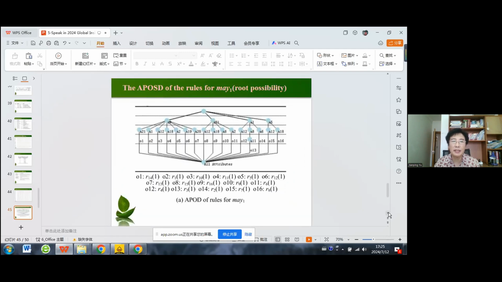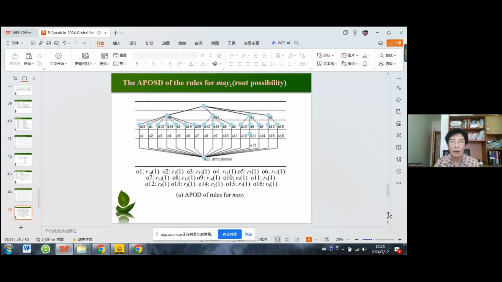This is the APOSD of the rules for may 1. As you can see, on the top layer, most of the features are the low MI value features.